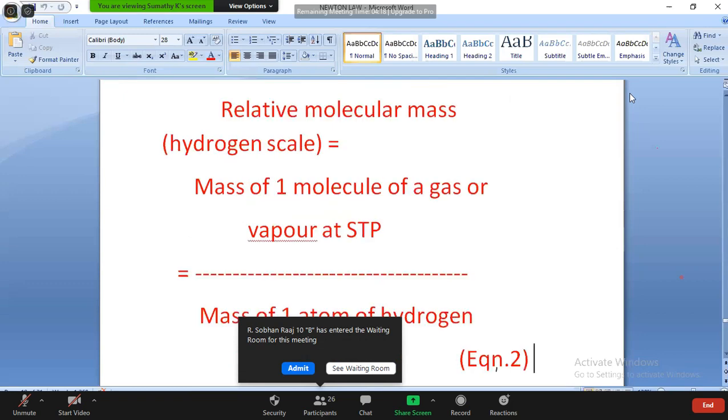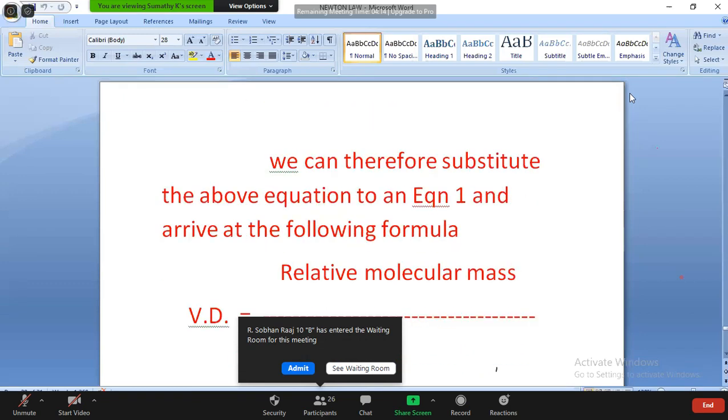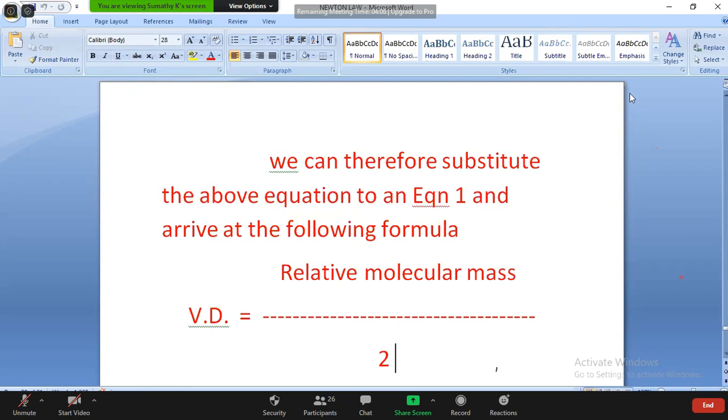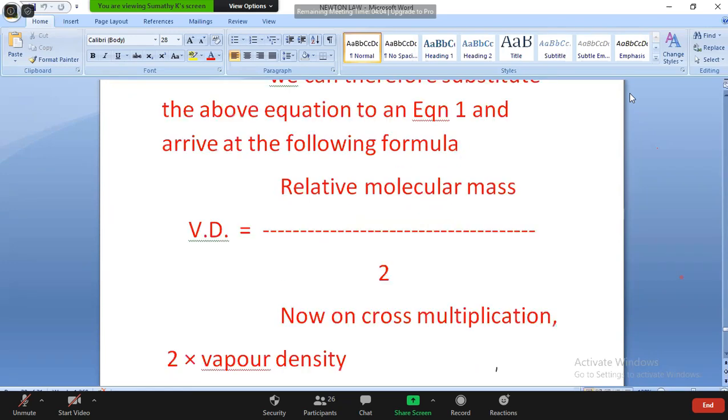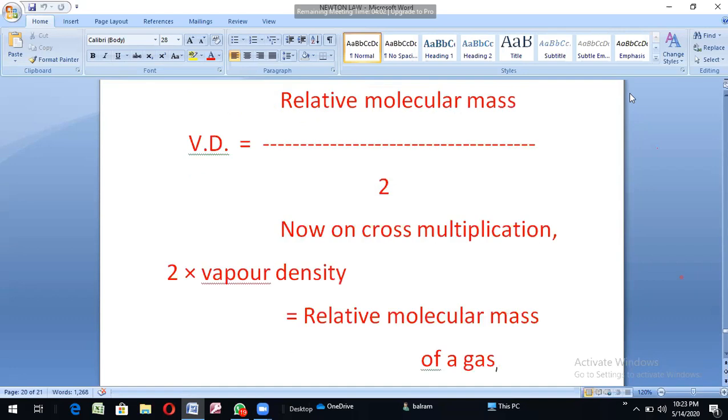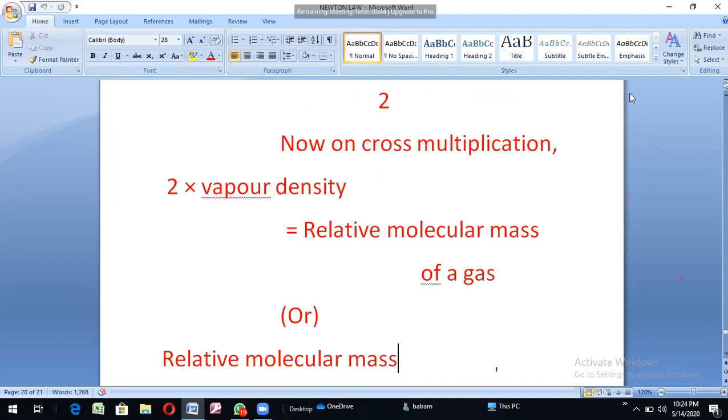So now we write relative molecular mass divided by 2. Vapor density is equal to relative molecular mass divided by 2. Next, on cross multiplication, 2 into vapor density is equal to the relative molecular mass of the gas, or relative molecular mass is equal to 2 into vapor density.